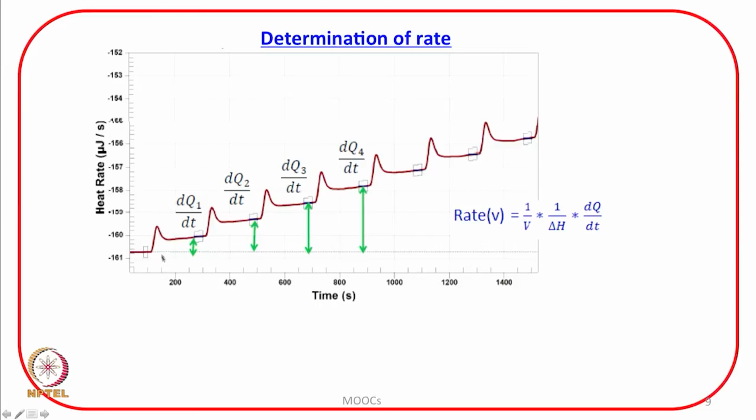This is not the main event for determining the rate. The main event for determining the rate is the heat rate, that is the rate of flow of heat, which is determined after the injection has been made, you see in each case. And if I know the delta H, that is the area under the curve, then I can easily calculate the rate. Rate is equal to 1 over volume into 1 over delta H into dq by dt, and this is how to determine dq by dt.